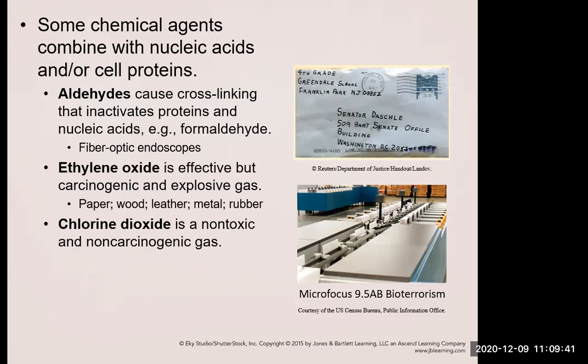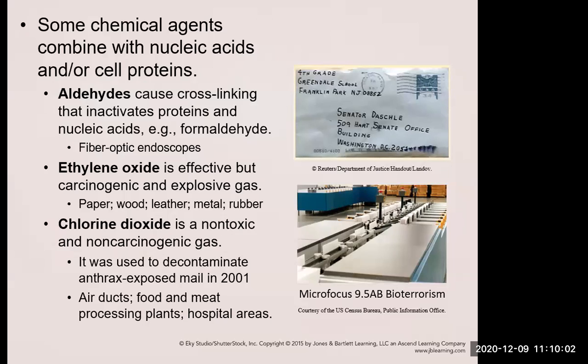All right, chlorine gas, this is less toxic, non-carcinogenic, and this was used, as they mentioned, to clean the anthrax-exposed mail. You don't want to put it in an autoclave. You don't want to burn it, but you can expose it to a gas to get rid of the anthrax-causing bacteria. This can also be used to pump through air ducts. We can clean entire facilities or hospital rooms with this gas. And again, we're going to use this as opposed to the explosive carcinogen ethylene oxide.